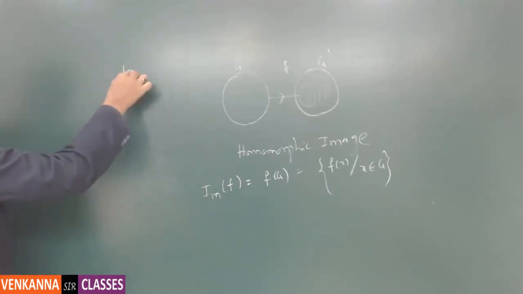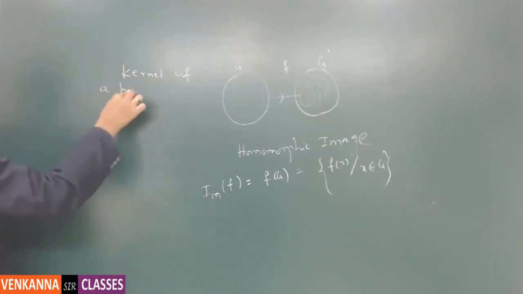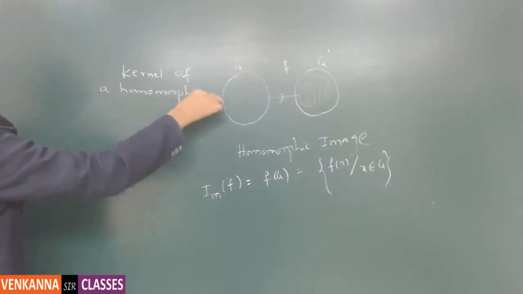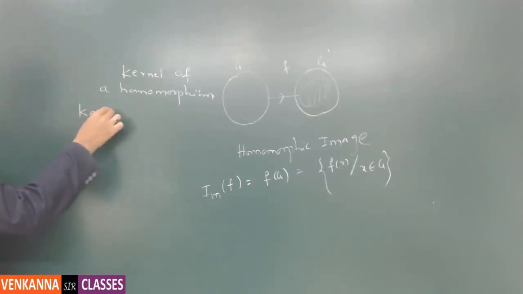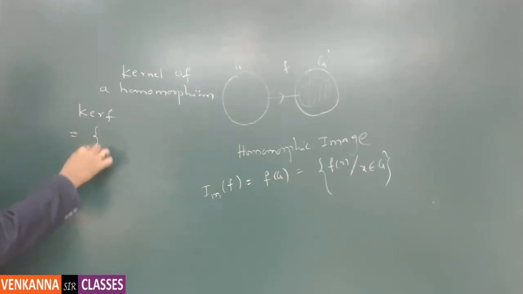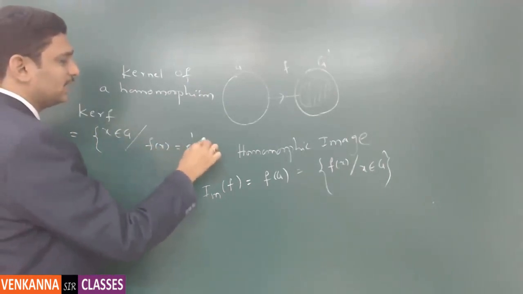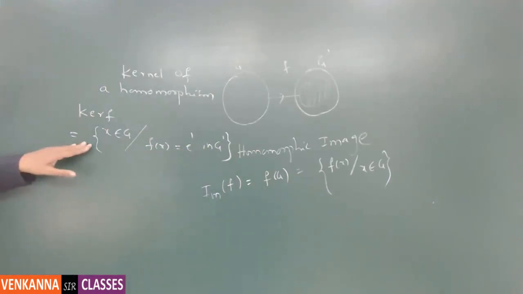Another interesting definition is the kernel of a homomorphism. This is one interesting definition. So how is it defined? It is denoted as ker f equal to the set of all x belonging to G such that f of x equals the identity in the codomain. This is a very useful definition while solving the problems also.